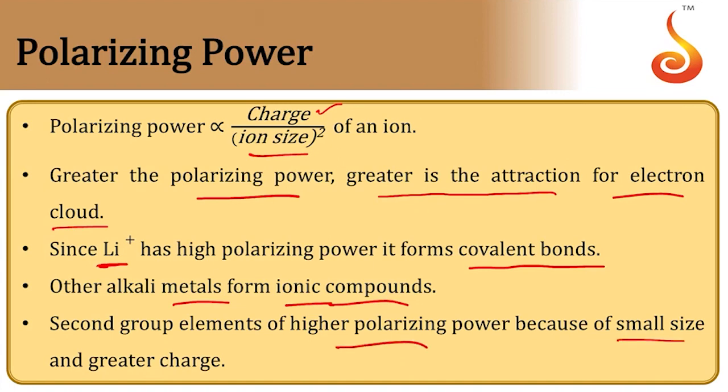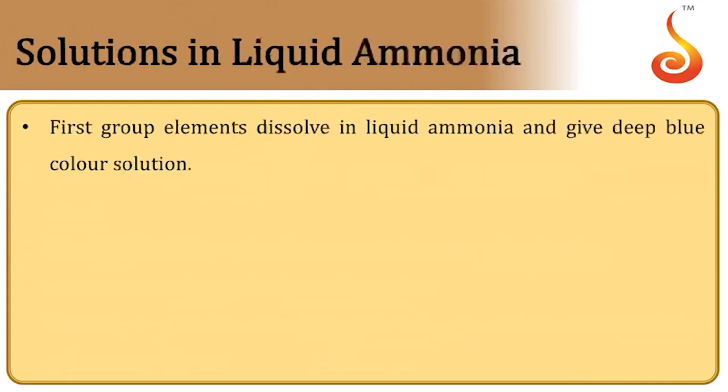Coming to the second group elements, they have higher polarizing power than even the first group elements, because they have smaller size as well as more charge, and thereby more polarizing power. Therefore, their compounds are much more covalent in nature. In the second group, beryllium forms covalent compounds, whereas all others form ionic compounds. So in the first group, lithium compounds have covalent character. In the second group, beryllium forms covalent compounds, others being ionic in nature. This is regarding polarizing power and the nature of the bonds formed by these elements.